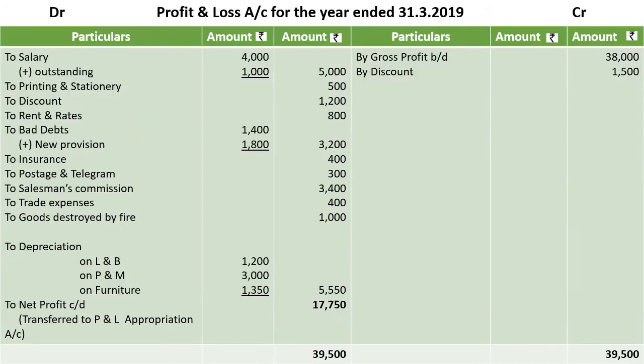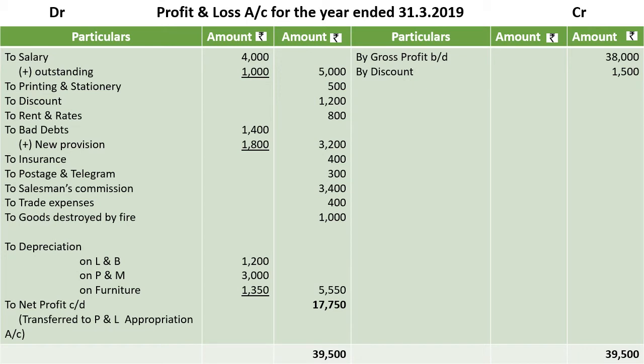Okay. Next is the profit and loss account for the year ended 31/3/2019. Bring gross profit to the credit side of the profit and loss account, and the discount received 1,500 is written on the credit side. Next, debit side, to salary plus outstanding, that is, the outstanding amount we have to add with salary. So total is 5,000. Then other expenses like printing and stationery, discount, rent, rates, everything write in the outer column directly. Then bad debts 1,400 plus the new provision we have to create from debtors at 5%. So add both, and the outer column is 3,200.